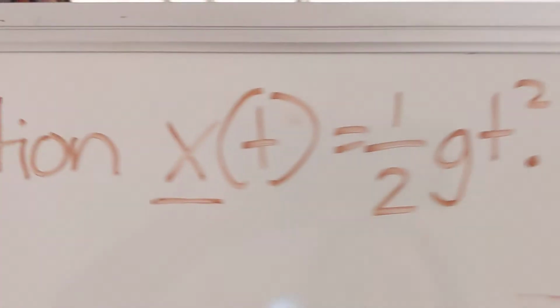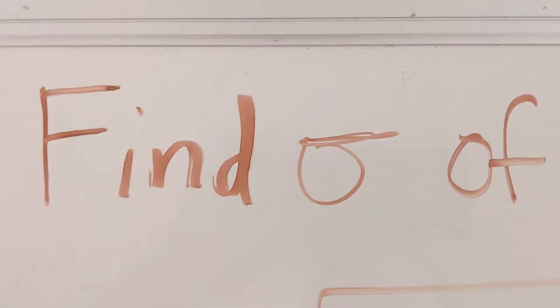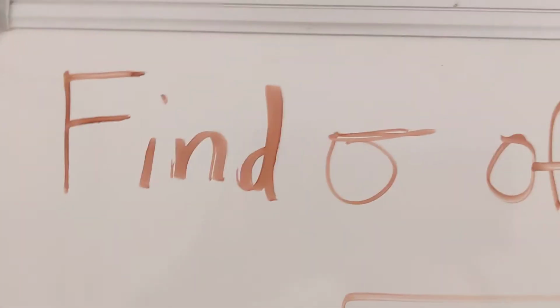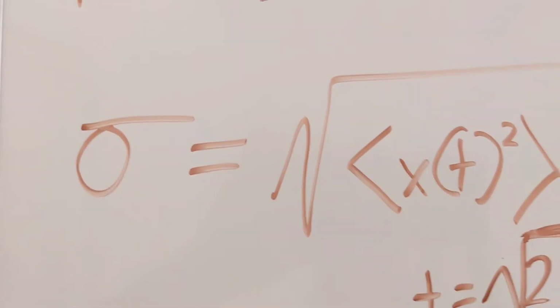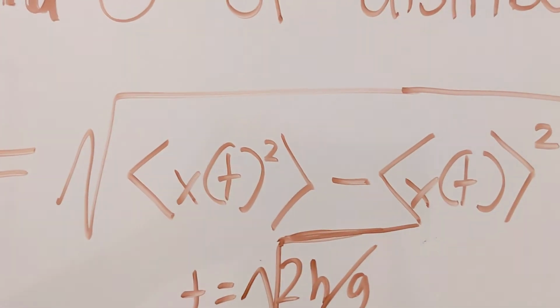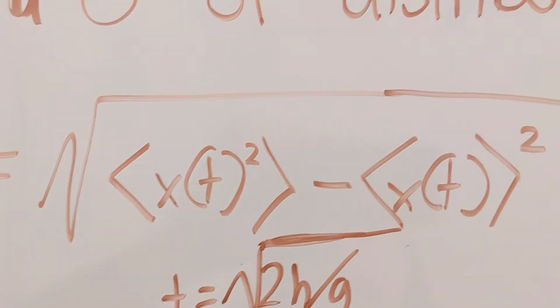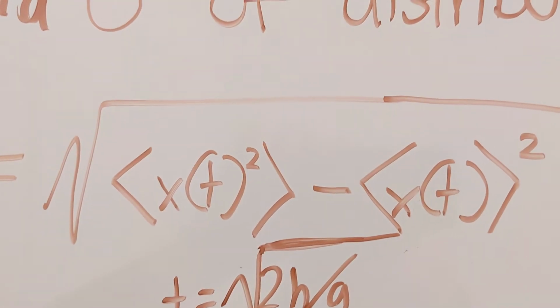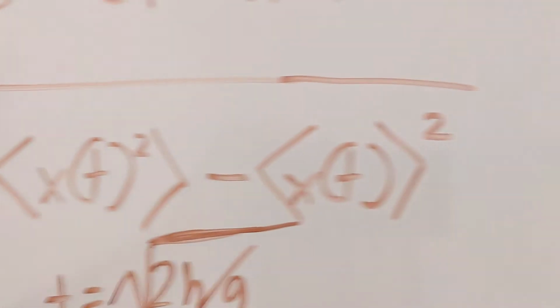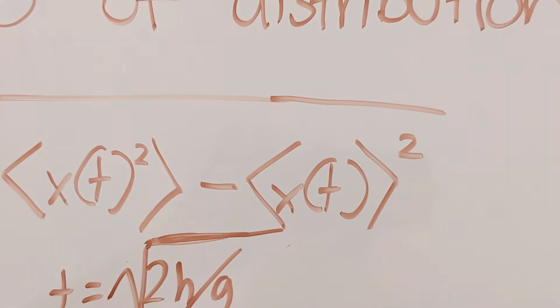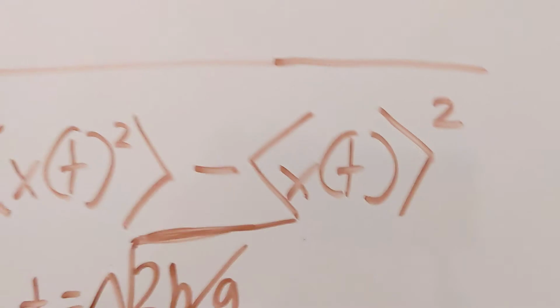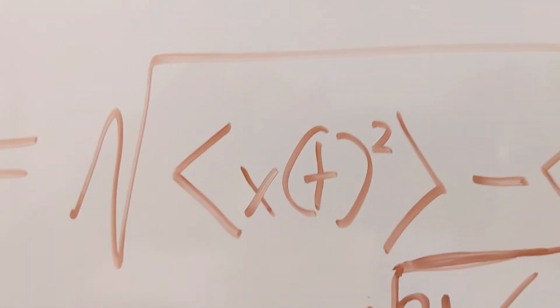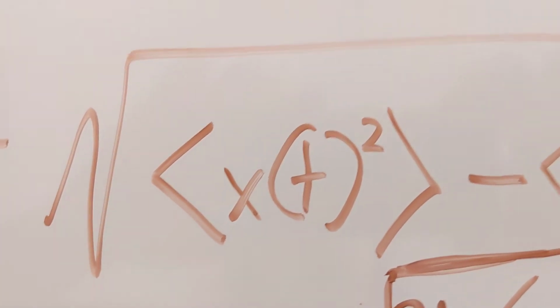All right. So we are trying to find the standard deviation of that distribution, and we know that the standard deviation is simply this formula, which is the square root of the expectation value of the distribution function squared minus the square of the expectation value of the distribution function. So let's first figure out what the expectation value of the distribution function squared is.